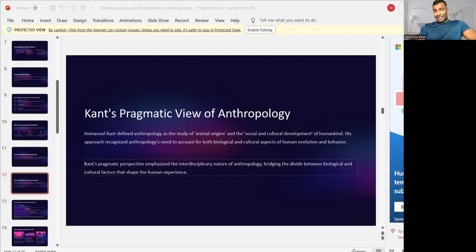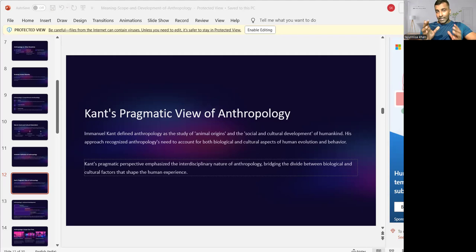So his approach basically emphasized the importance of understanding human behavior as both a product of our biological nature and our cultural environment. So biological nature plus the environment in which you live, that shapes the human being. So biological nature plus the cultural environment. This dual focus is what makes anthropology a truly interdisciplinary field.